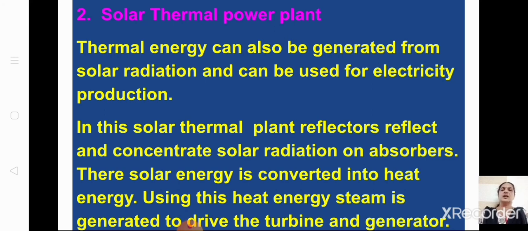This solar energy is converted to heat energy, and using this heat energy, steam is generated to drive the turbine and generator. So here heat energy is obtained with the help of the solar energy. Solar radiation is absorbed and it is converted into heat energy, and this heat energy helps to rotate the turbine. So you can see the diagram also. Heat energy is the steam. Here also heat energy, steam. Here also it is thermal, that means steam turbine is used, and that is generated to drive the turbine and generator.